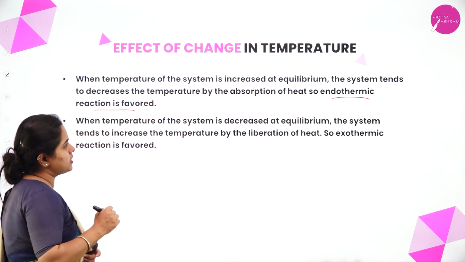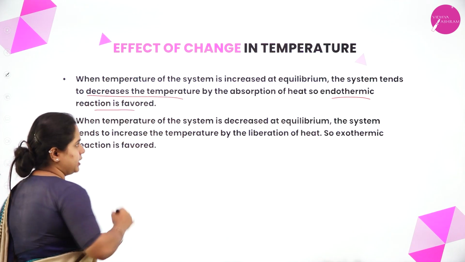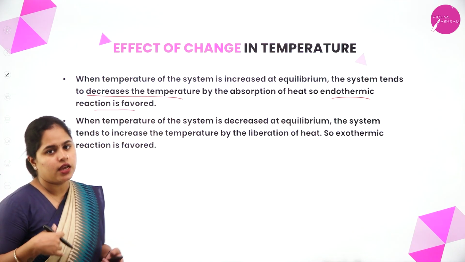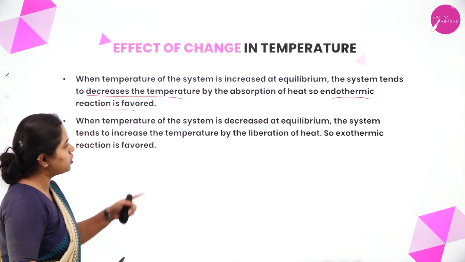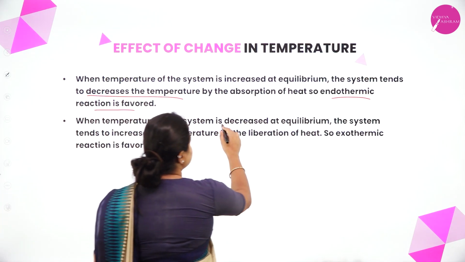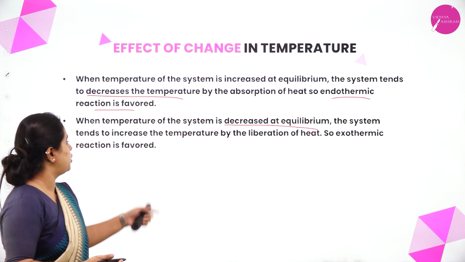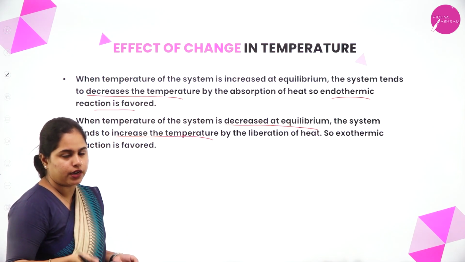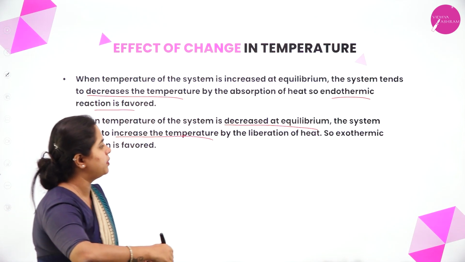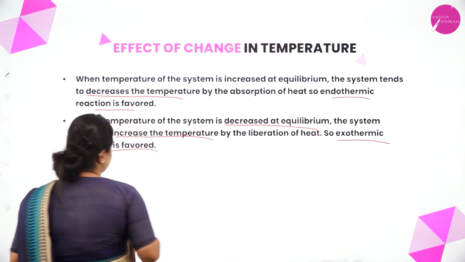When temperature of the system is increased at equilibrium, the system tends to decrease the temperature by absorption of heat. That is, it favors endothermic reaction. Now, when the temperature of the system is decreased at equilibrium, the system will tend to increase the temperature. The system will try to nullify the effect, right? So, it will try to increase the temperature and it will favor exothermic reaction. So, I hope it is clear.